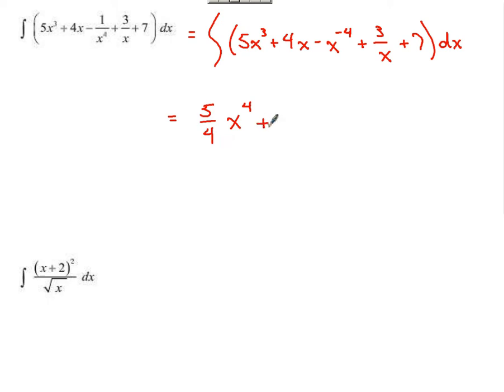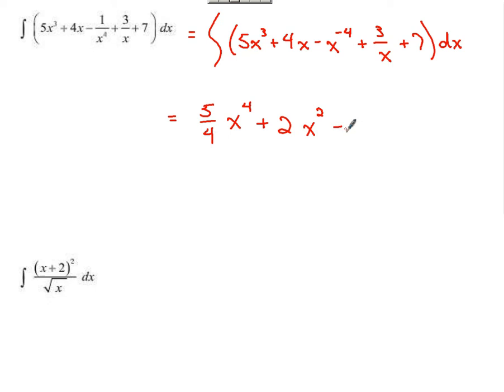Continuing on to that 4x, power on that x is 1. So add 1, get 2. New power of 2, you look at the reciprocal of 2, which is 1/2. That gets multiplied to 4 in front. Get 2 back. 2x squared is the antiderivative of 4x.